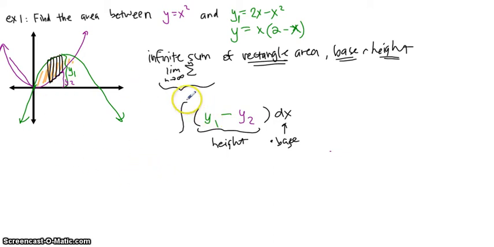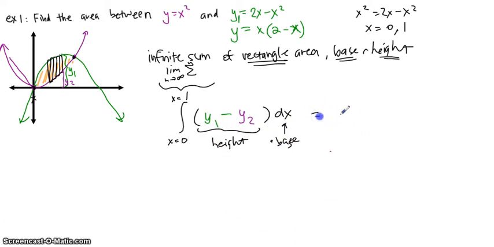Now we want to take the infinite sum of these only from this point to this point, right? We're not constantly cutting rectangles further than that. So what we want to do is find these points where this curve is equal to this curve, so we can set these two alike, because we are still looking for x values, don't forget. So we can set these two equal to each other: x squared equals 2x minus x squared. Solve, solve, solve. You'll see that x is equal to 0 and 1. So from 0 to 1, we're taking the integral of base times height.